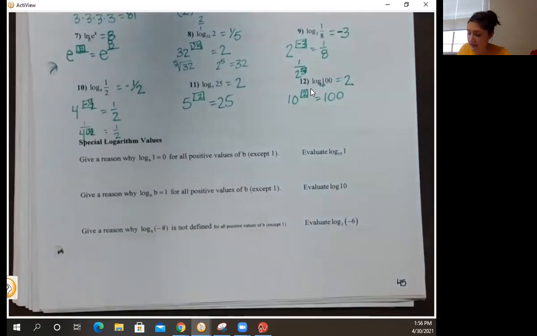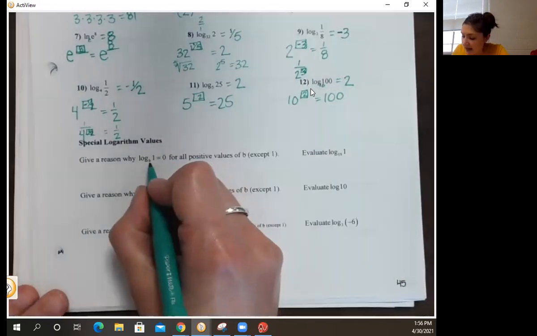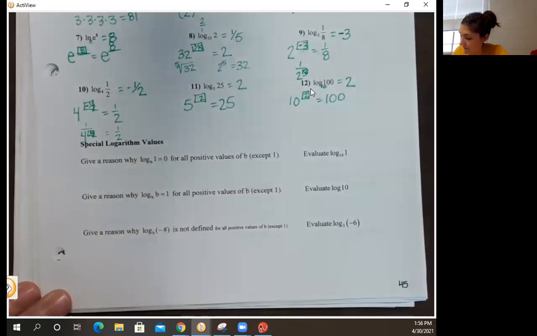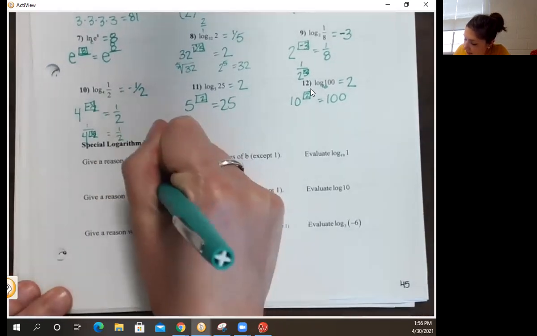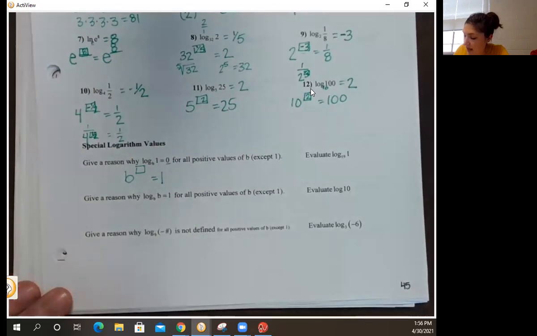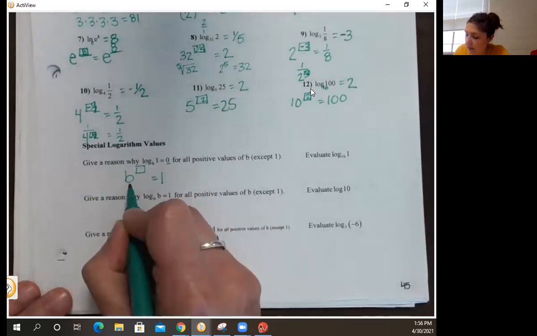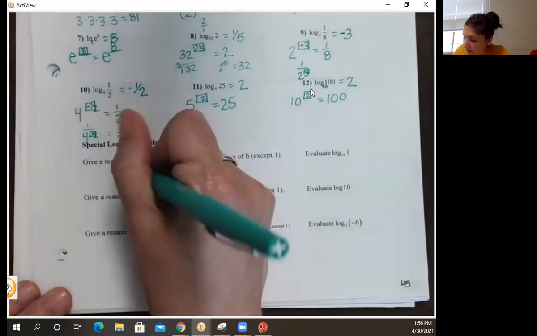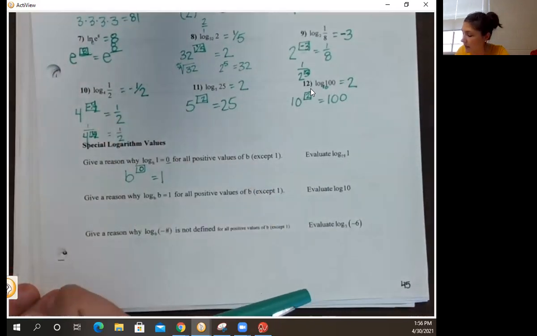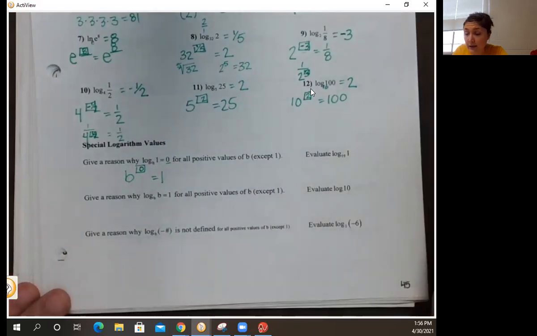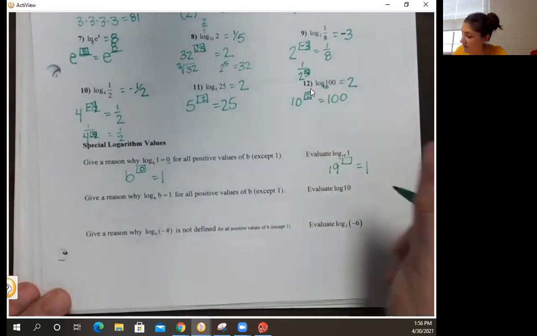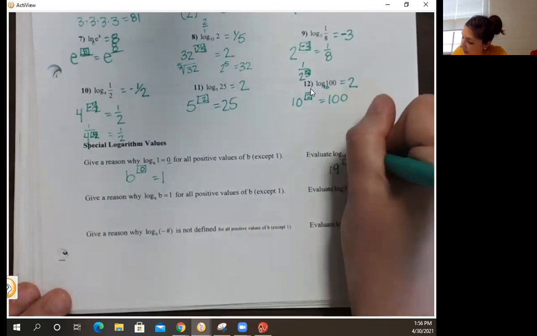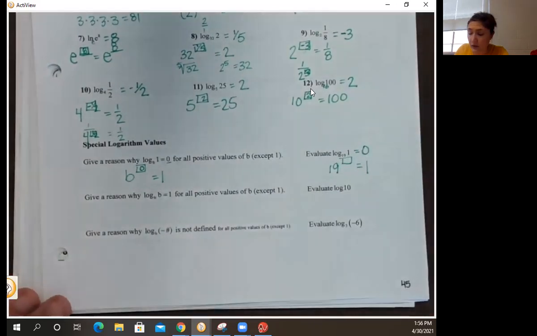A couple other special properties we see for logs. If I have a log base b of 1, it will have to equal 0. What we're saying here is that b to some power equals 1. The only exponent I could take for a number and end up with 1, no matter what the number is, would be 0. Anything to the 0 power is 1. So if my argument for a log is 1, this would be, for example, 19 to some power equals 1. If my argument is 1, that means my exponent had to be 0. So that log will equal 0.